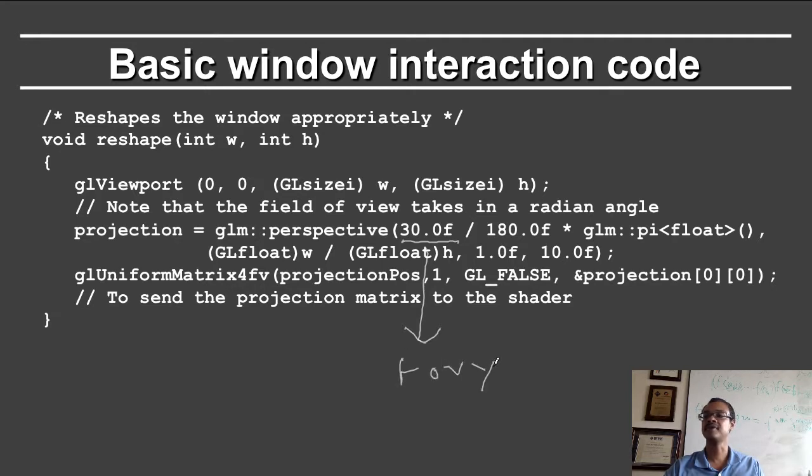If you remember our discussion of GLU perspective, this corresponds to how large an angle the camera is seeing in the Y direction. Notice that because we have to convert it to radians, we are dividing by 180 and multiplying by pi. Okay? So this is the conversion to radians.